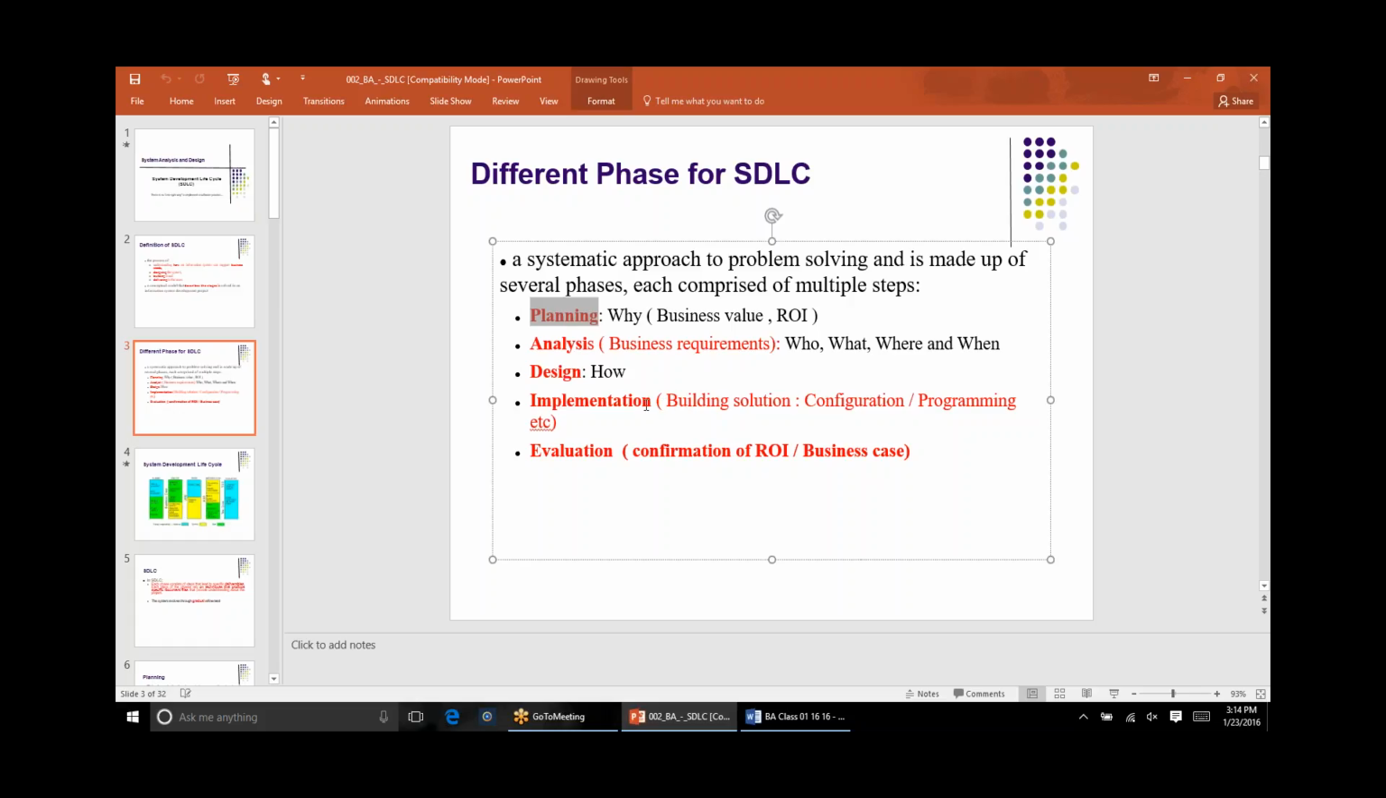Implementation is building the solution. Evaluation is making sure that whatever solution we have developed is conforming to ROI. Conforming to ROI basically means that we created the solution because there was a business value in it, and we check whether this business value is being met or not. That is part of the different phases of the software development life cycle. Okay, 1, 2, 3, 4, 5.